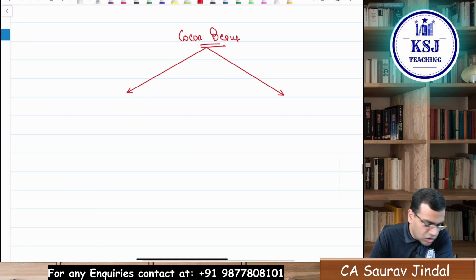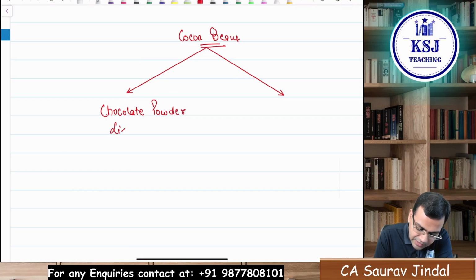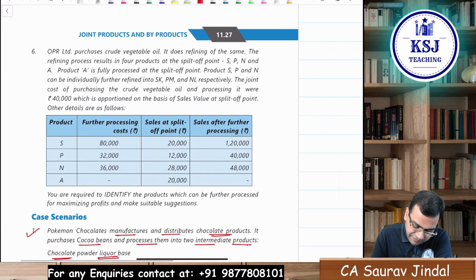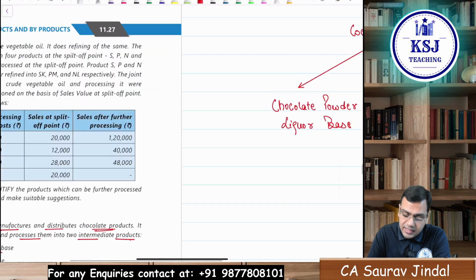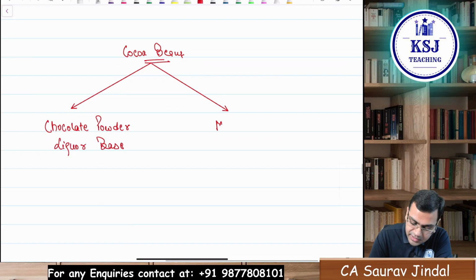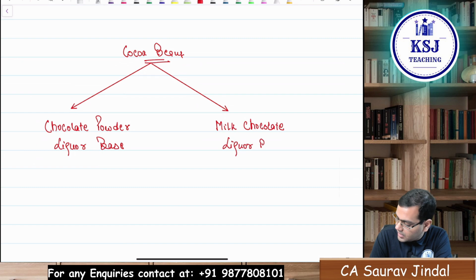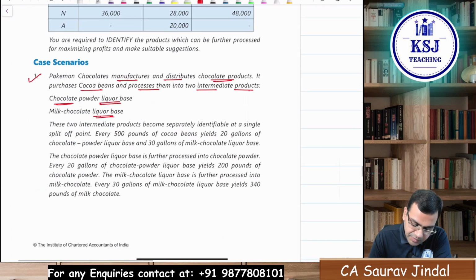They are manufacturing chocolate powder liquor base, and the second thing that they are manufacturing from this is milk chocolate liquor base. So these are the two things that they are manufacturing from cocoa beans. Fine, sir. What is the information further?